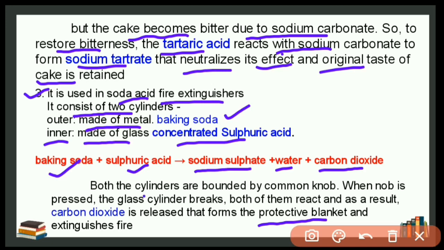Both cylinders open with one common knob, and when the knob is pressed, the glass cylinder breaks and both react. As a result, carbon dioxide forms and is released, forming the protective blanket that extinguishes the fire.